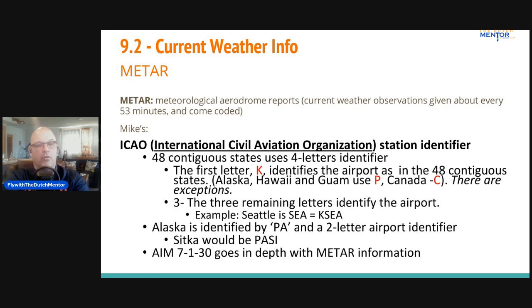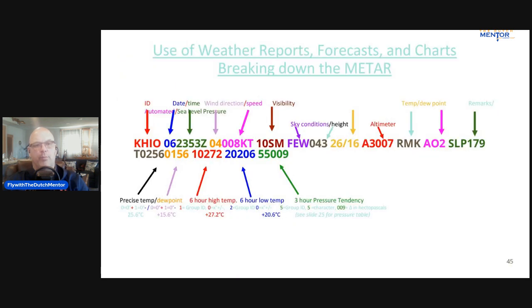Now, interestingly enough, on ForeFlight, you can get it coded, or you can get it in plain English language, which allows you to understand it a little bit better. For the purpose of the exam, we still need to learn how to interpret that. So here's a guide for that. Obviously, it always starts off with an identifier and a date and time of the notification itself. It will then give you the direction of the wind, the speed, and the visibility. It will then give you an indication of what the cloud situation is. Here, few clouds at 4,300 feet.